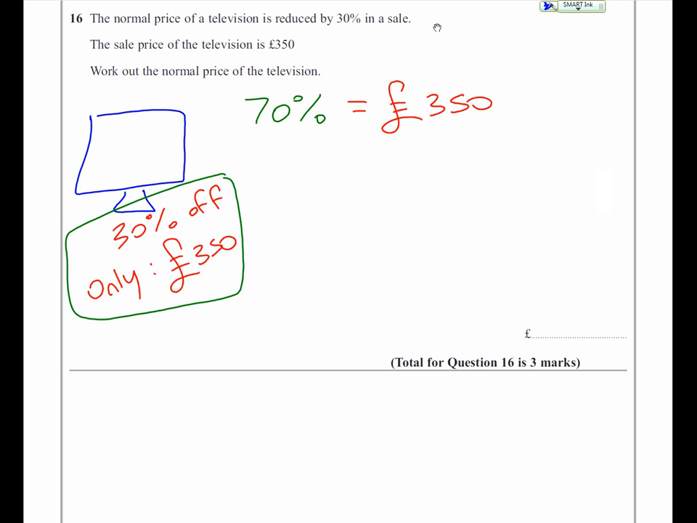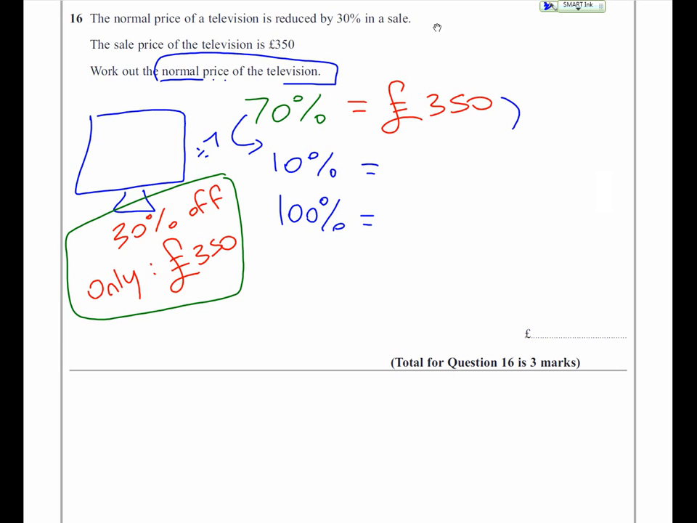Now, we want the original price, the normal price. So we want 100%. Okay, because that's what we said was the original. So what we need to do is we need to figure out what 10% is, and then times by 10 to get 100%. Can you see, to get 10% here, we're not dividing by 10. Don't make that mistake. We've got 70%. To get 10, we divide by 7. And you can see this will work out nicely, because 35 is in your 7 times table.